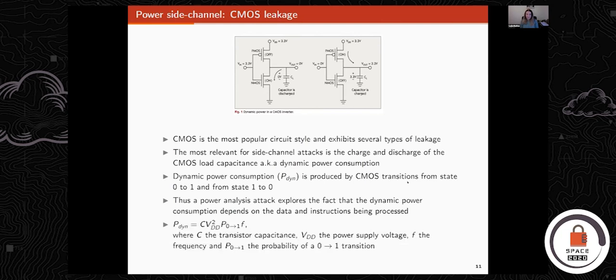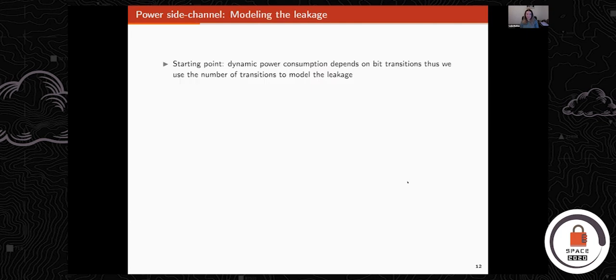This is the formula for dynamic power, and it really explains the way things happen with CMOS. You can see that the dependency of dynamic power on transitions will help us model it and accordingly attack crypto implementations. We want to model the leakage, and there we typically speak about two leakage models. The first one is Hamming distance, where we just count the number of transitions, and for a moment assume that they consume the same amount of power, which is not always the case, but for our model is good enough.